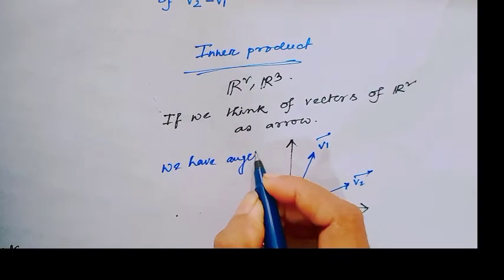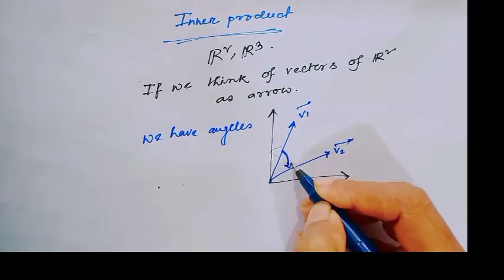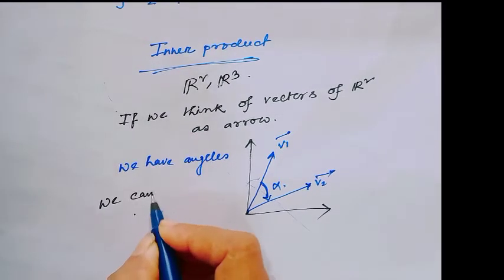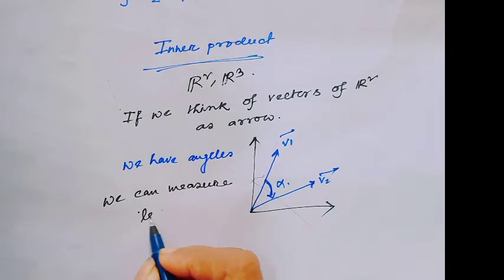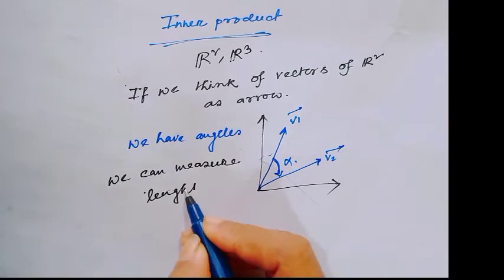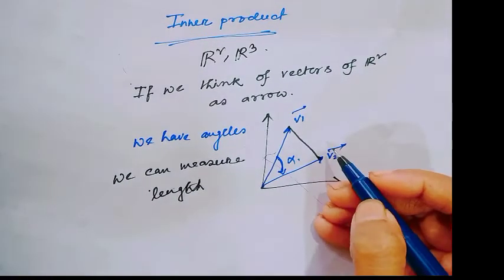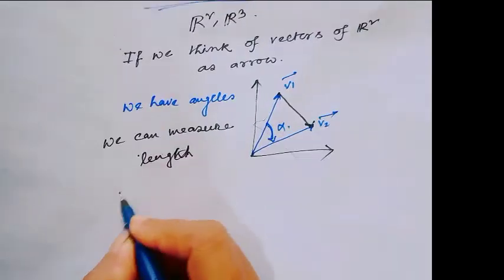angles. Consider these angles as alpha. So we can measure length. Okay, consider this length, and there also exists distance.